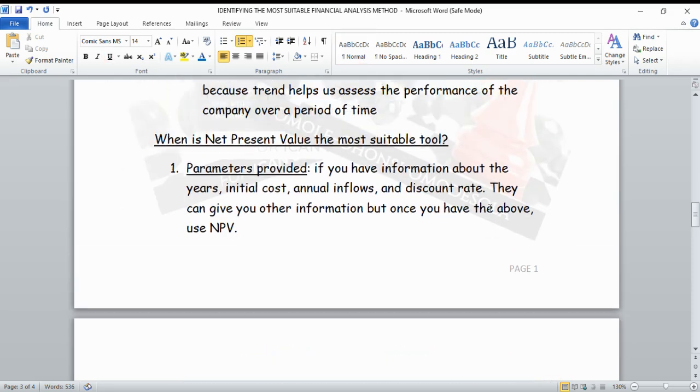Now, the second thing is, how do I know when it's net present value? Like I said earlier, I've created a full video on net present value. You can just check that out. But how do I know it's net present value? Like, this most suitable tool is net present value.